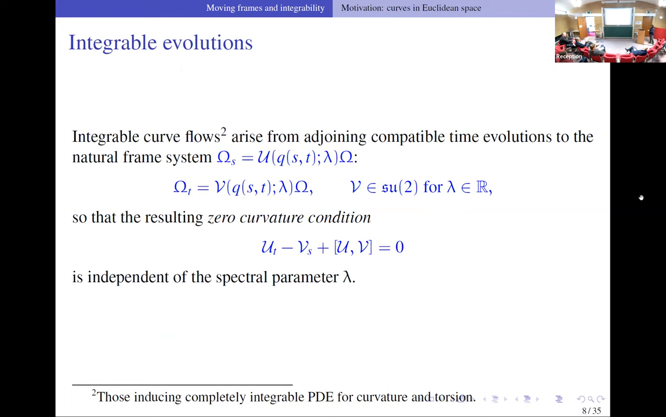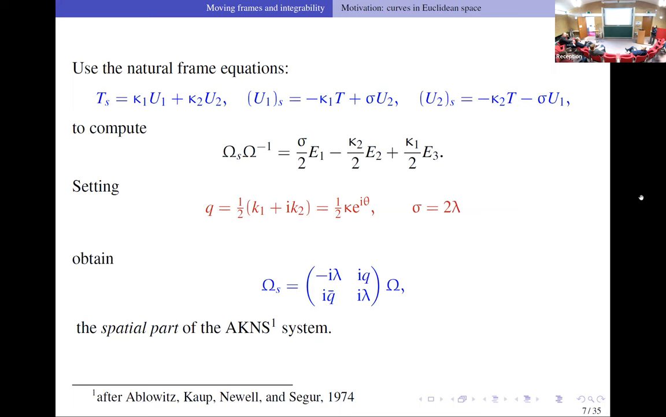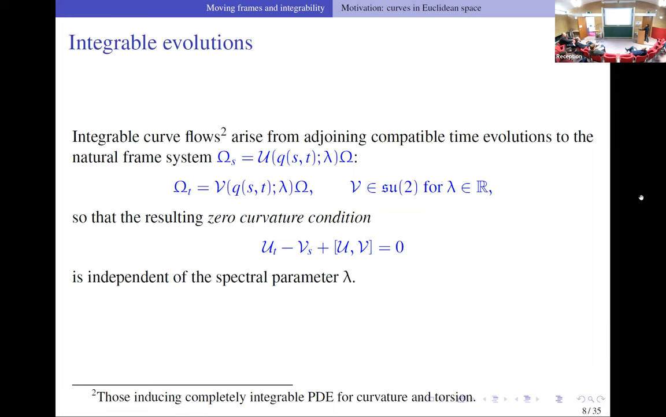But they depend on lambda. But they will depend on x, and so in sigma is not. So the coefficients of this matrix are going to be dependent on kappa and tau, in this case, or kappa one, kappa two. They depend on S and T. So it's the usual Lax theorem of the integrable.